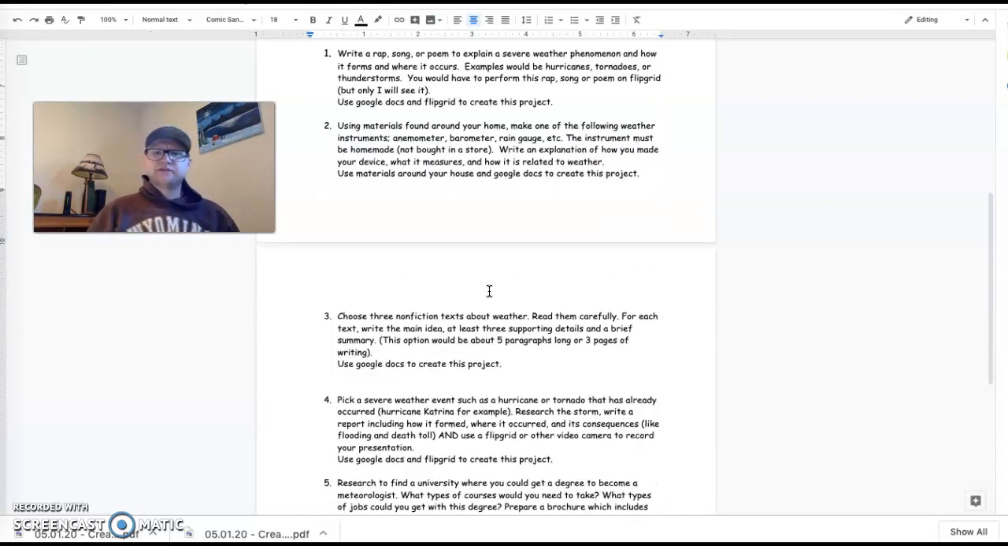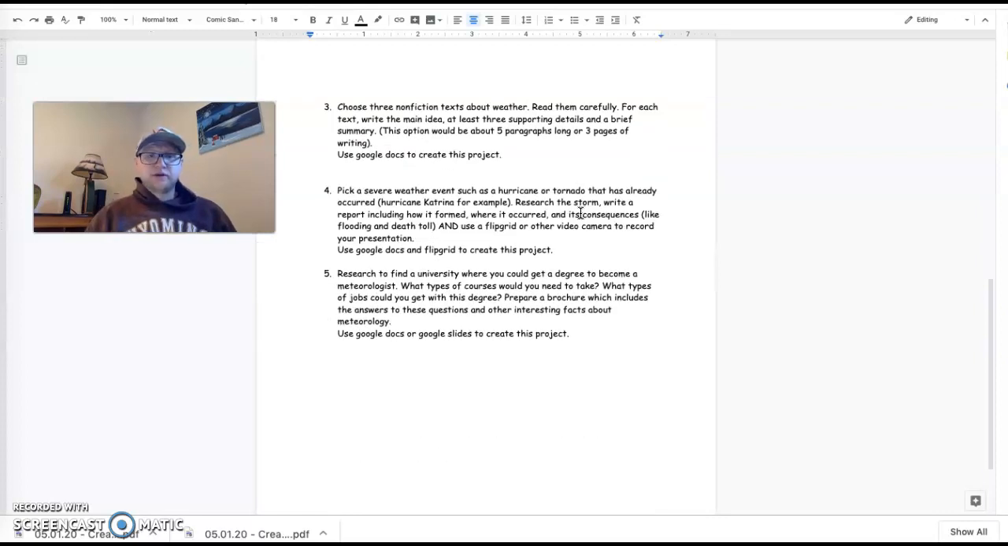Your other project is you can use materials found around your home and make a weather instrument. Some examples are anemometers, barometers, rain gauges, whatever weather instrument you want to make, you can make it. The instrument must be homemade. You can't buy it in a store and present it like you made it. You have to hand make it. And then you have to write a short explanation of how you made your device, what it measures, and how it's related to weather. Okay, you can use materials around your house and Google Docs to create the explanation.